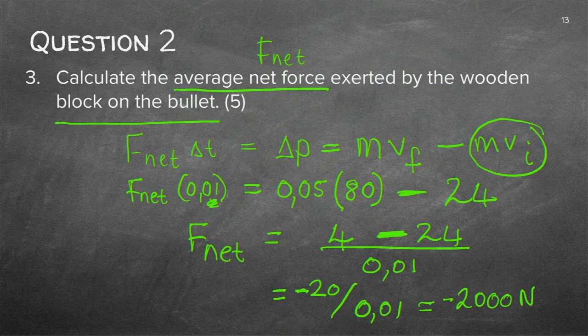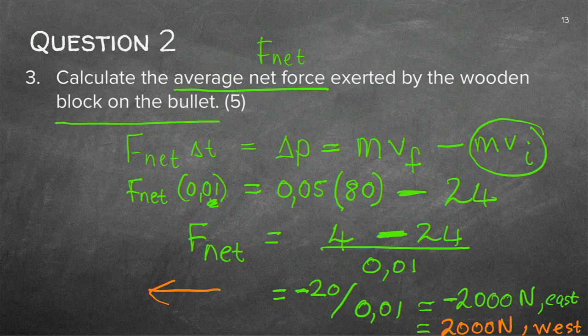And if it's negative, it will mean to the east. But you've got to rewrite your answer in a positive. So then it's 2000 Newton, but then it will be west. So what is happening here? The block is pushing against the bullet in the western direction with a force of 2000. It takes 0.01 second to change the velocity of the bullet.